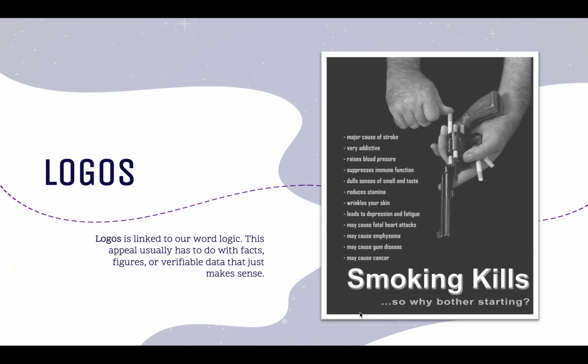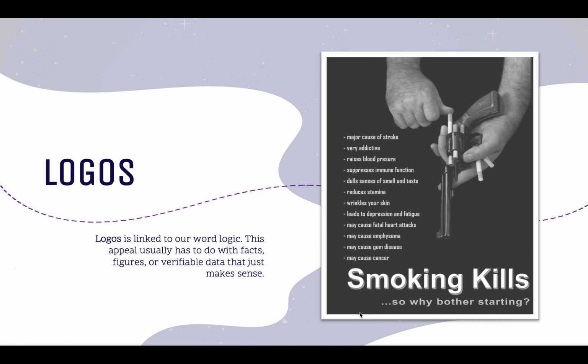So let's start with logos. Logos is linked to our word logic. This appeal usually has to do with facts, figures, or verifiable data that just makes sense. A lot of times when people think logos, they think numbers and statistics, and yes, that is definitely part of it. But anything that is a verifiable fact can be logos.